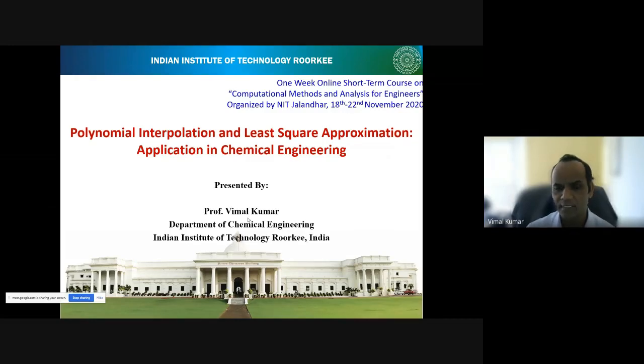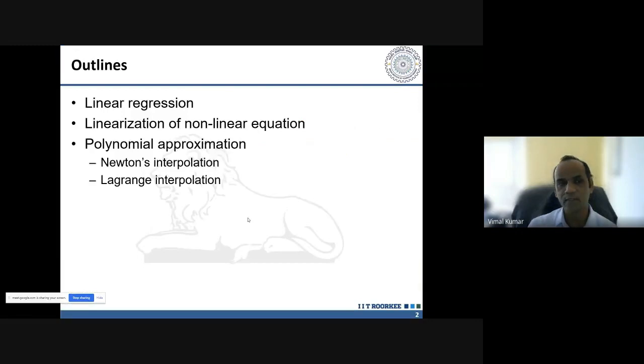So what are the different techniques we are going to discuss in this particular course? Let me start with this. What I'm going to deal with in this talk is linear regressions, and the different scenarios during linear regressions. I'll talk about linearization of nonlinear equations, and polynomial approximation using different methodologies like Newton's interpolation and Lagrange interpolation. I'm not going too deep into all these methods. What I'm going to follow is a more understandable form, so that we can understand what the method is and how we can apply it.